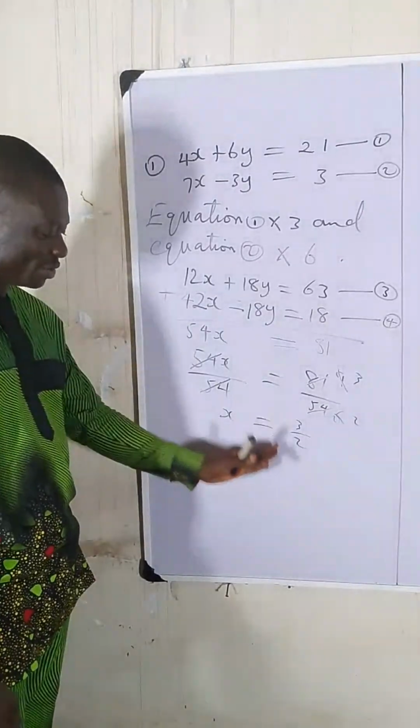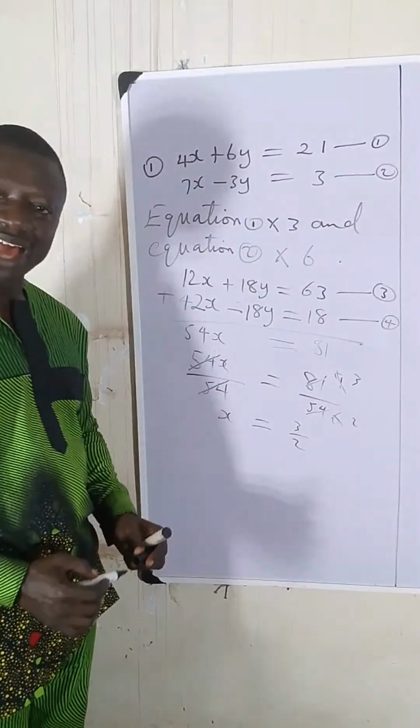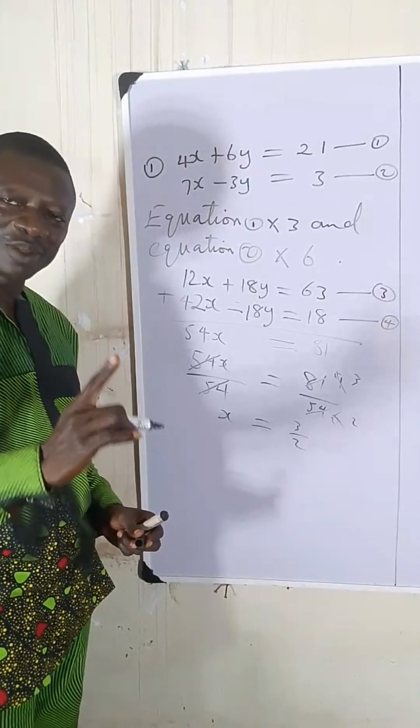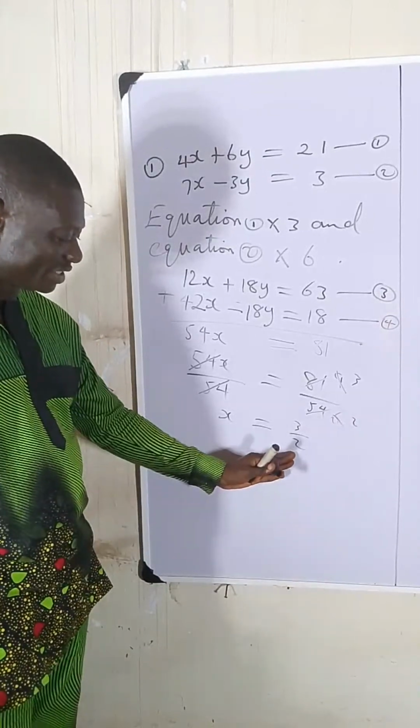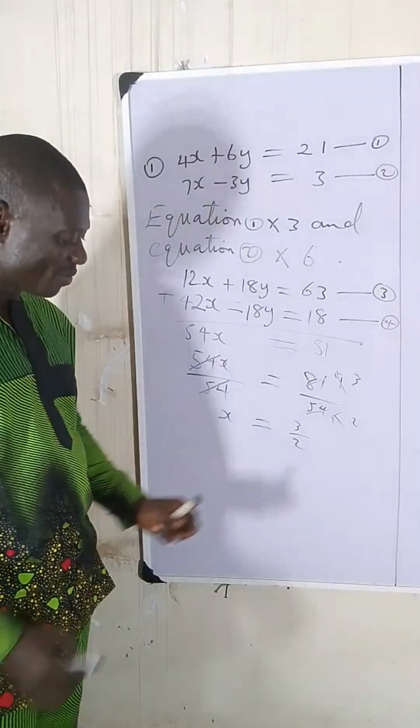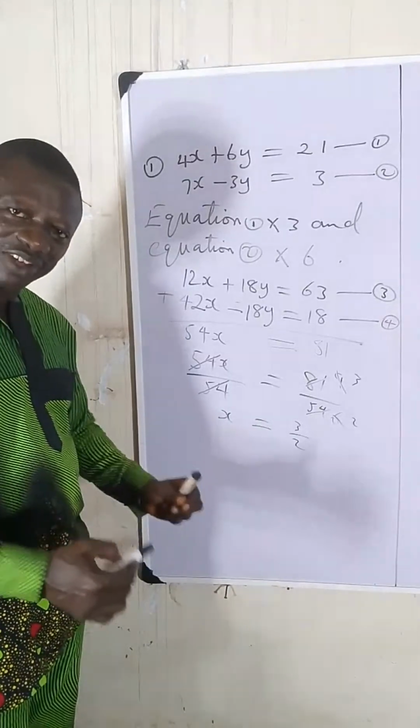Remember that 3 over 2 is also the same thing as one whole number, 1 over 2. 2 divides 3 to give us 1, remember 1. Now the remainder is 1 over 2.